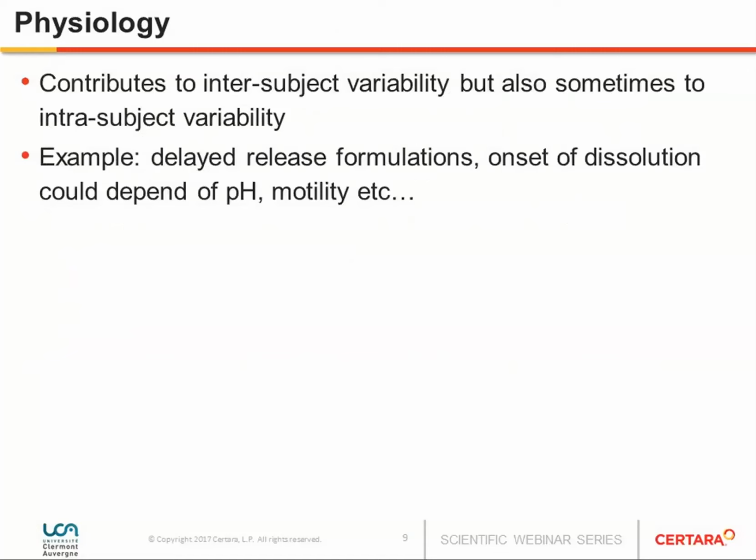Now we are going to study things which can be linked with formulation and physiology. The formulation and the physiology contribute to the inter-subject variability, but sometimes also to the intra-subject variability. That is the case of delayed release formulations. Why? Because the onset of the dissolution in vivo will depend on the pH and, for example, on whether you are, for a gastro-resistant formulation, within the stomach or outside of the stomach. That will depend also on the motility that you have in your GI tract. So in this case, the physiology is going to be an important source of variability within the subject and between formulations.